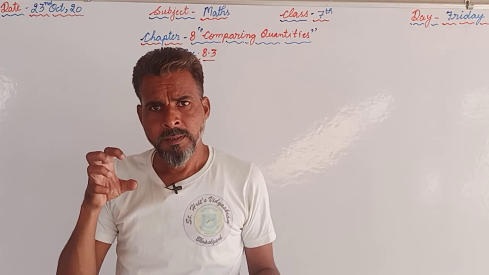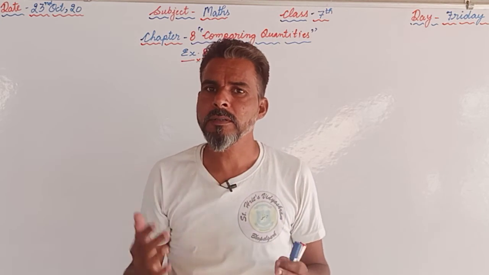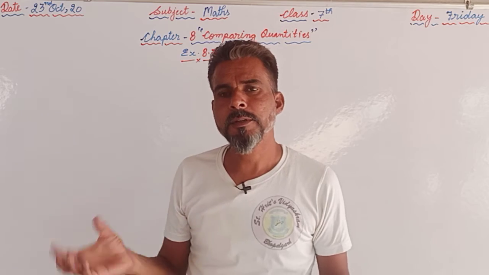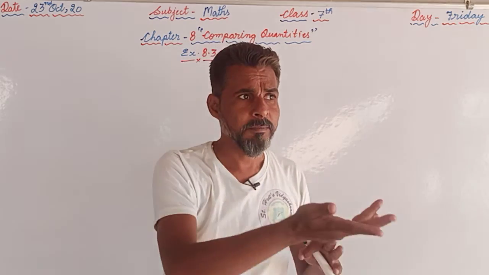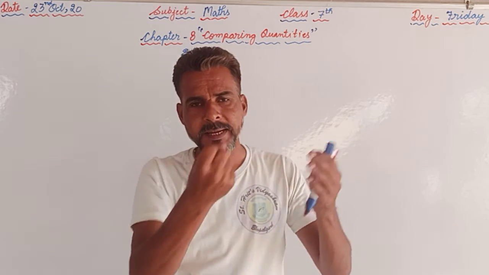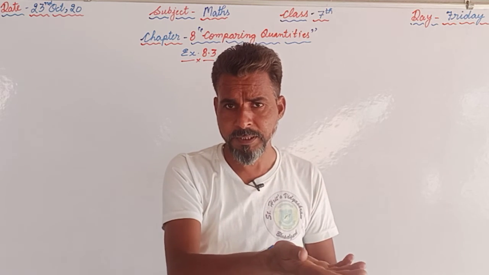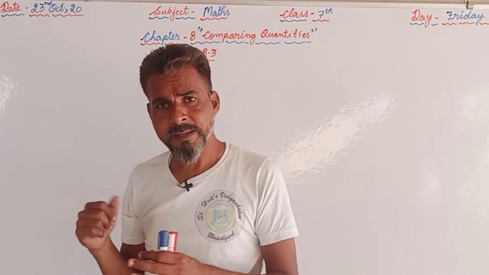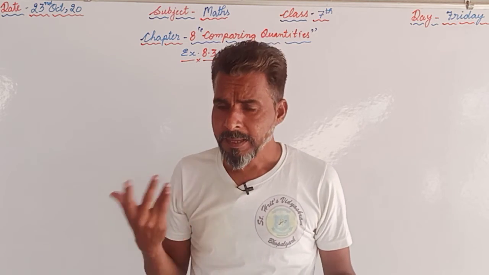The amount which we are supposed to pay to purchase anything is known as cost price, and that is denoted by CP. And if we are supposed to sell some article, then the amount we are getting in exchange of that particular article is known as selling price, that is denoted by SP.